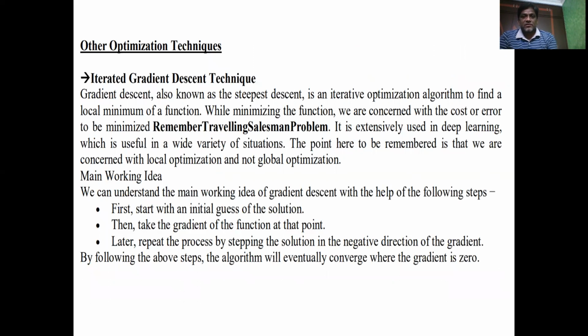There is another set of optimization techniques also. One solution is the gradient descent technique. We'll discuss this gradient descent technique in detail in the fourth unit. I'll just introduce this technique here. The main idea is we'll start with an initial guess of the solution, and then we'll calculate the gradient at that point, and then repeat the process by stepping the solution in the negative direction of the gradient.